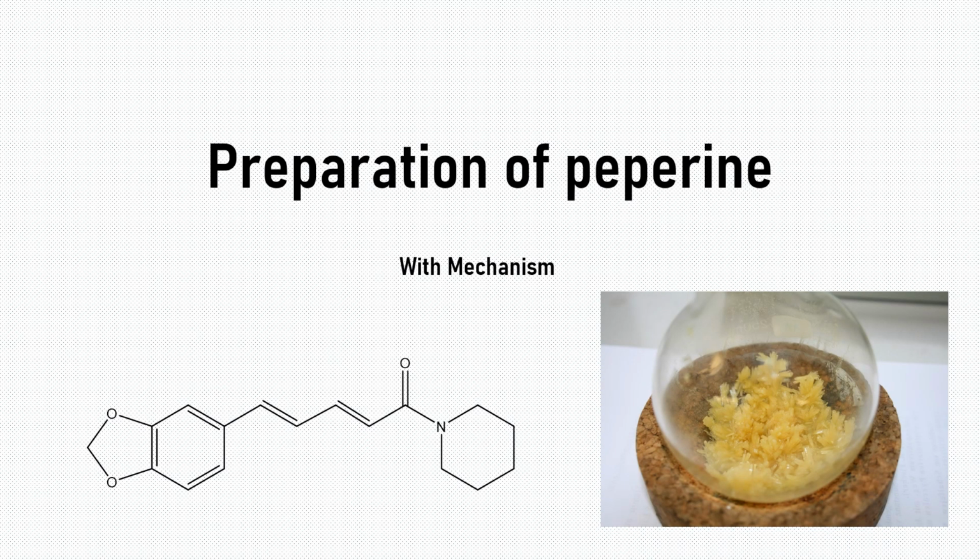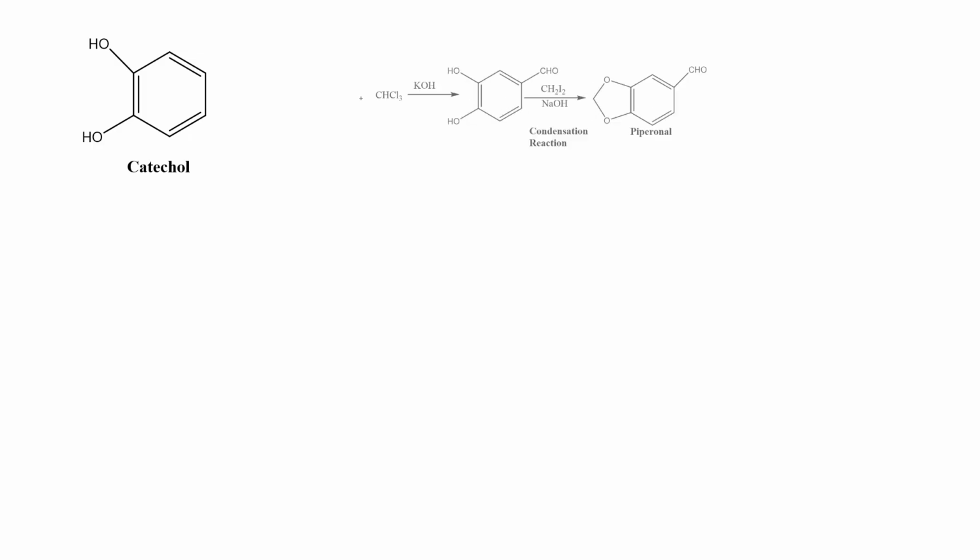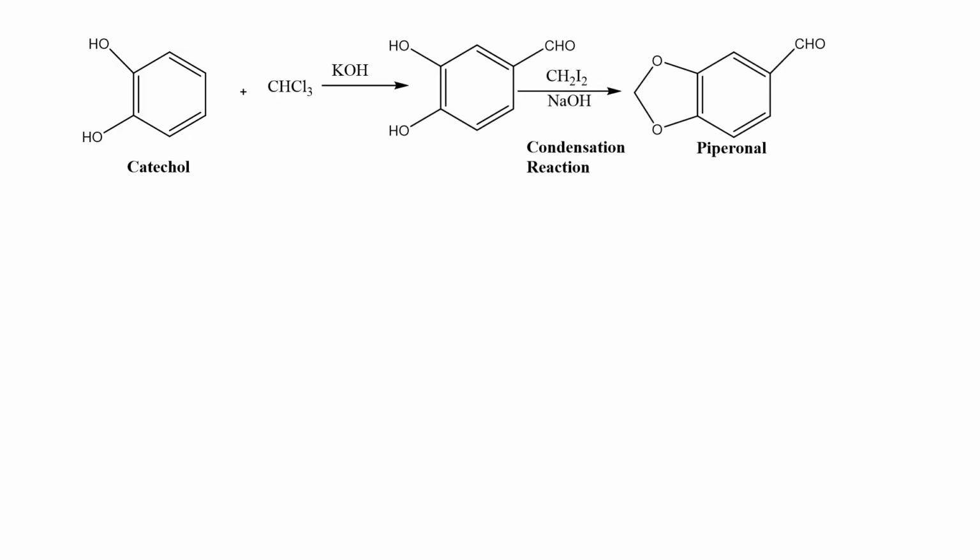Hello, hi everyone. Today we are going to learn the preparation of piperine with the detailed mechanism. Okay, so what is the starting material we are going to take? This is a catechol in the presence of chloroform and potassium hydroxide. This potassium hydroxide is the strong base which will convert it to this 3,4-dihydroxybenzaldehyde.